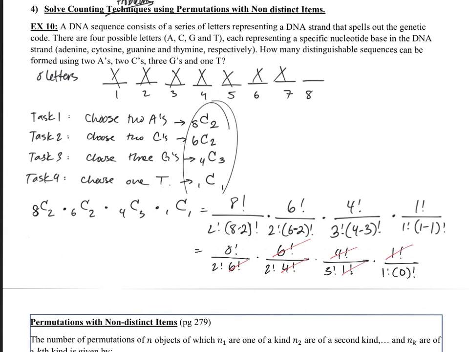And that leaves us with 8 factorial all over 2 factorial times 2 factorial times 3 factorial times the 1 factorial and the 0 factorial, which is just 1. And that comes out to be 1,680. So my answer would be there are 1,680 possible sequences.